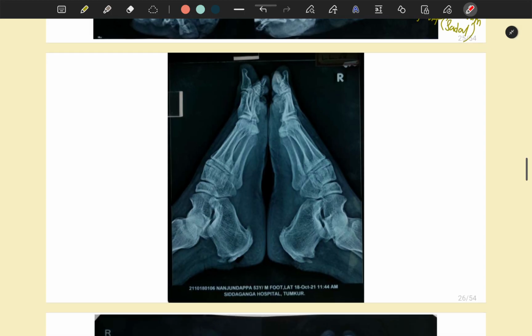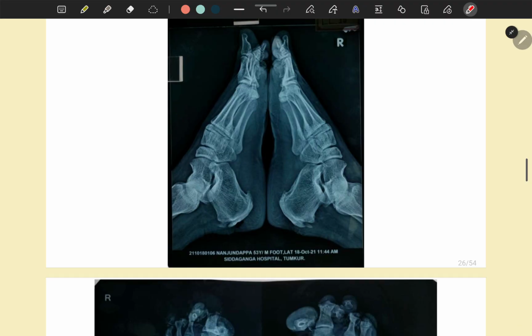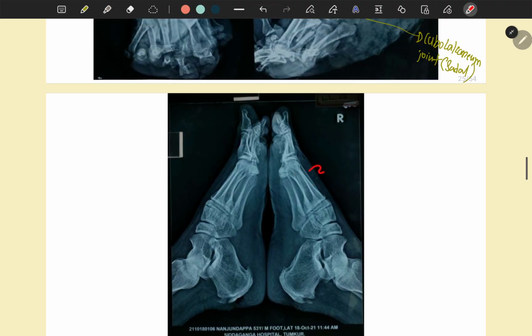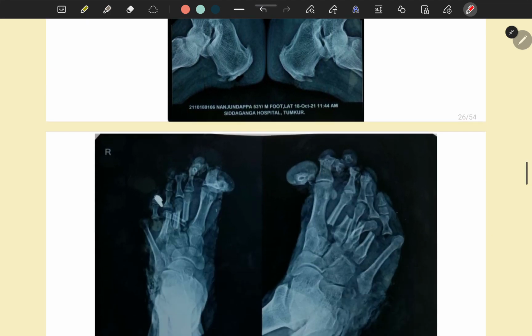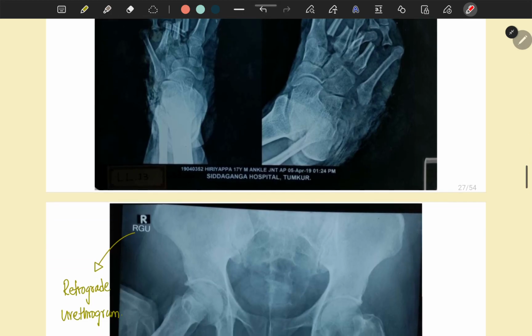Here same, you can see this lateral view. This is the calcaneum, in front of that the cuboid. Here the talus, navicular, and medial, intermediate and lateral cuneiform. Okay, and appreciate here the metatarsals and phalanges. Here you can see the fracture, which metatarsals have been fractured.